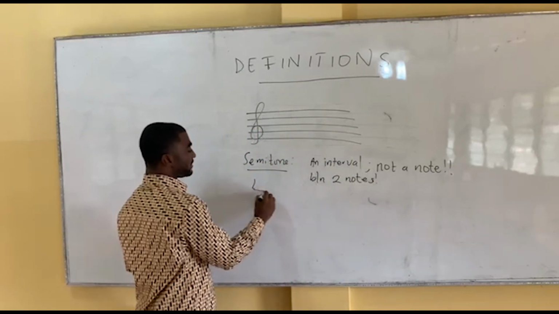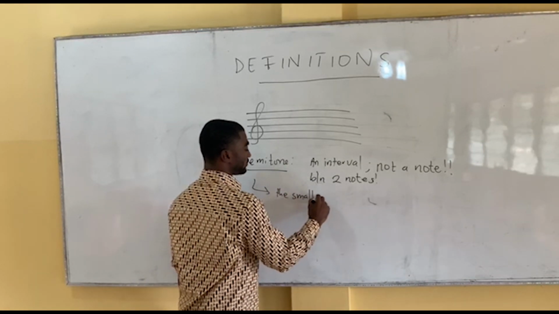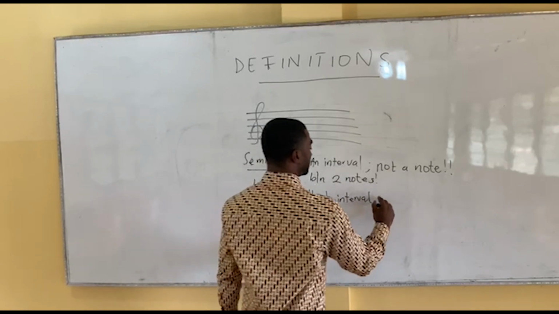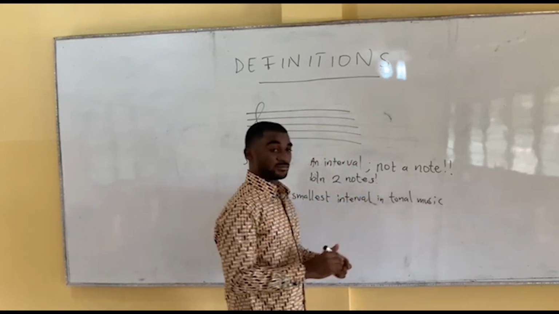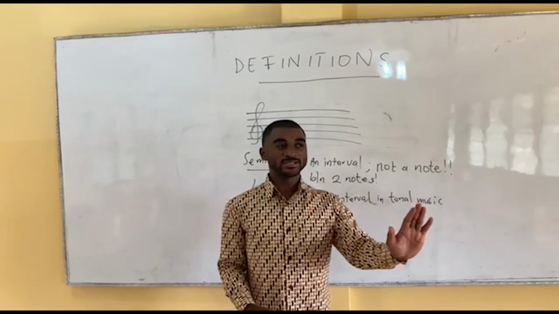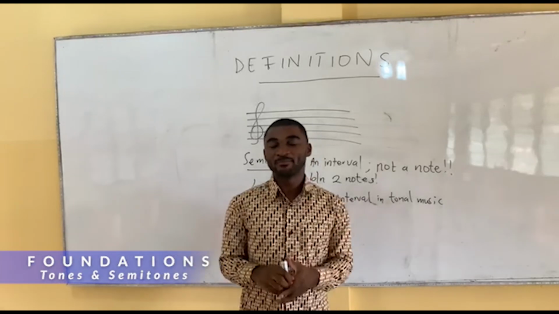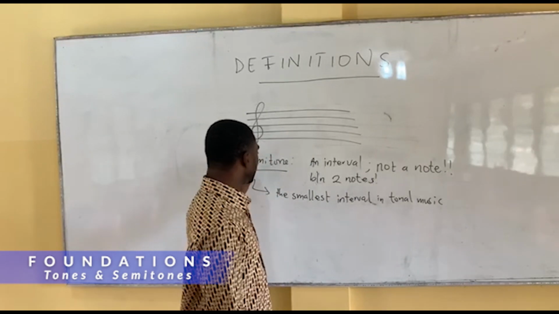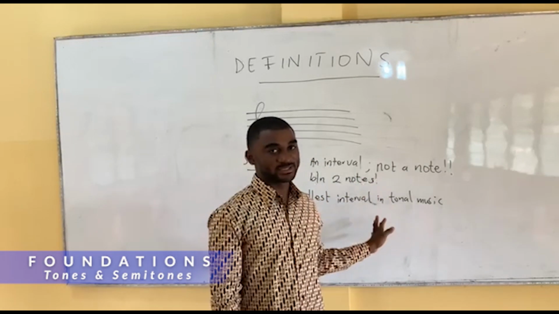Right? Now, a semitone, classical definition, is the smallest interval in tonal music. I make this point because, post-tonality, there have come many subtonal intervals like microtones and quarter tones and stuff like that. But this semitone in the common practice era, that's the smallest interval we find.